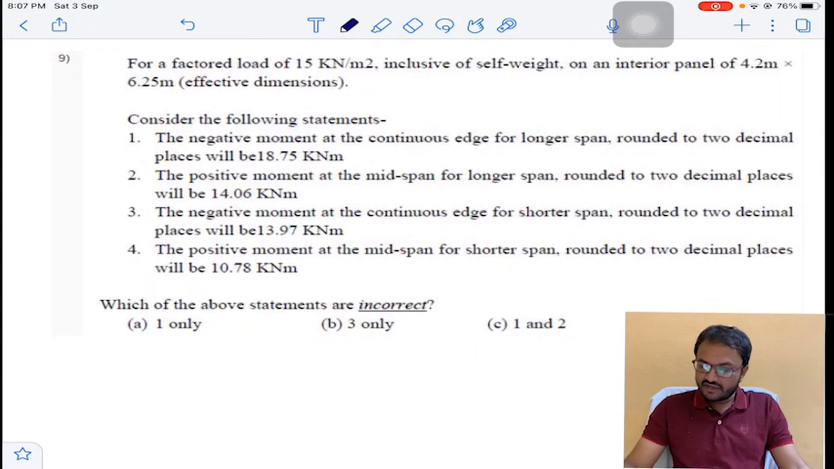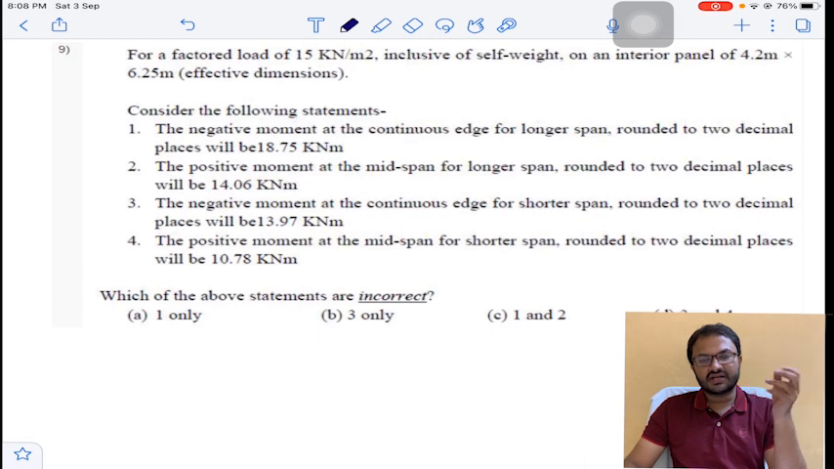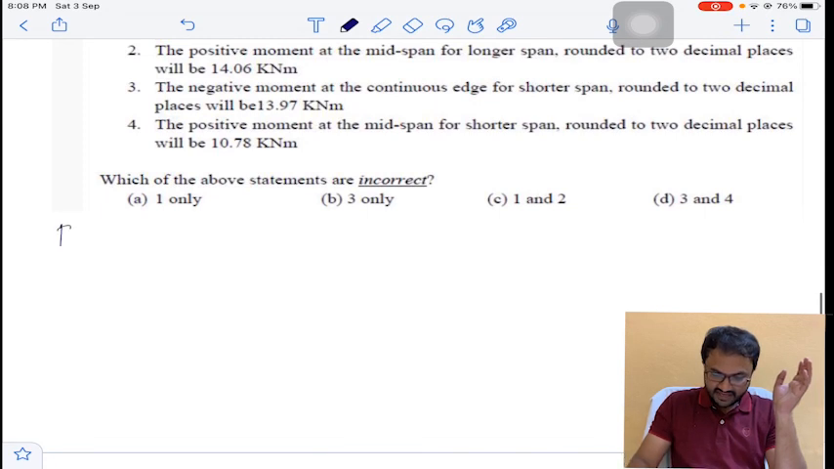For a factored load 15 kN per meter square inclusive self weight on an interior panel of 4.2 meter by 6.25 meter effective dimensions. He has given so much data, some problems: negative moment and positive moment on the edges, and negative moment and positive moment on the shorter span. So that is 4 statements, 2 statements corresponding to negative and positive moments of longer span and negative and positive moments of shorter span.